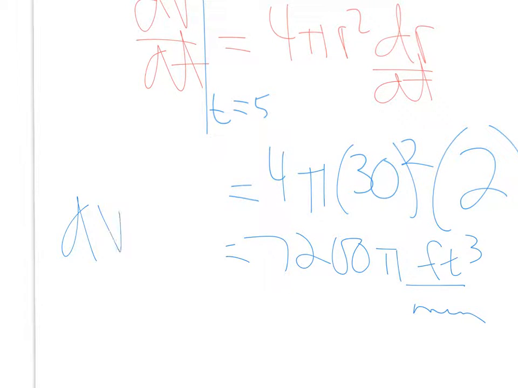Okay, and that's dV by dt when t equals 5. Okay, and that's all. You just have to make sure you have units. It's really important to get those units in there. Feet cubed per minute. And again, you can pause and rewind this at any point in time. So let's move to the next.